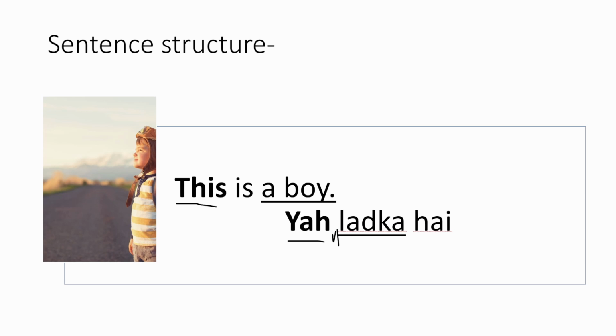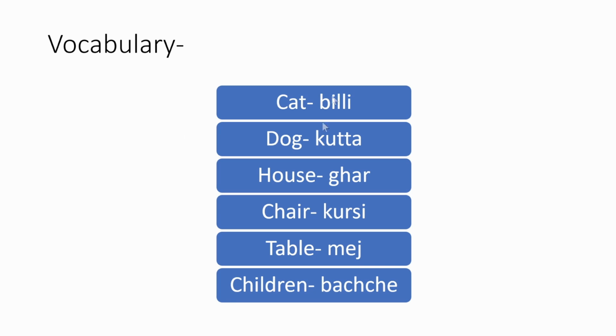Now let's see some vocabulary that we are going to use in this video. The meaning of cat is billy. Please repeat with me. The meaning of cat is billy. The meaning of dog is kutta. The meaning of house is ghar. The meaning of chair is kursi. The meaning of table is mej. The meaning of children is bache. If you want, please write all this vocabulary in your notebook, and then we will see sentences.